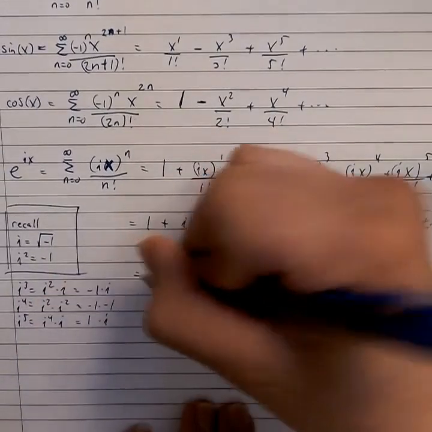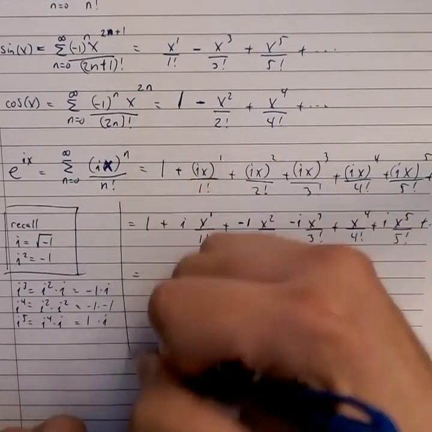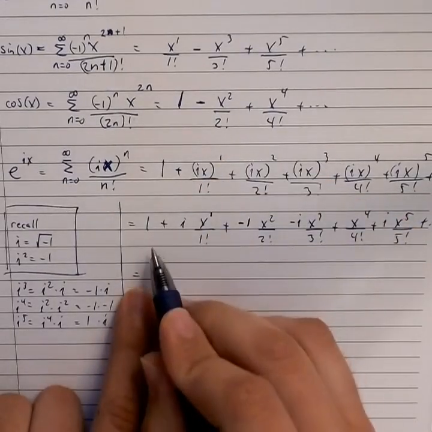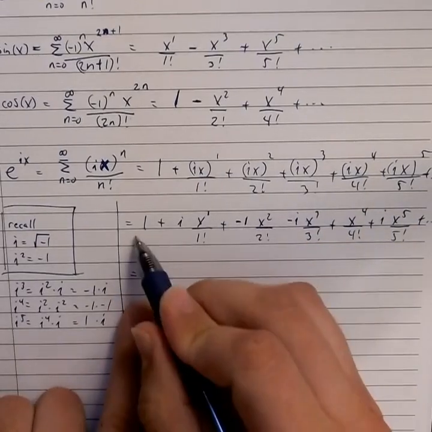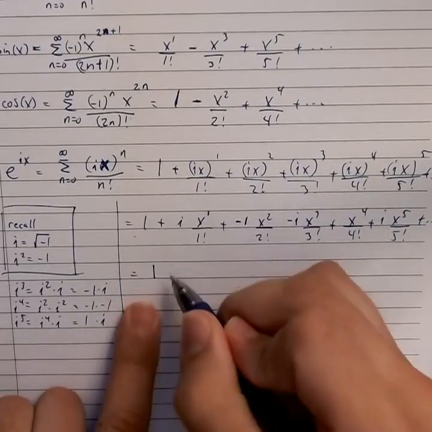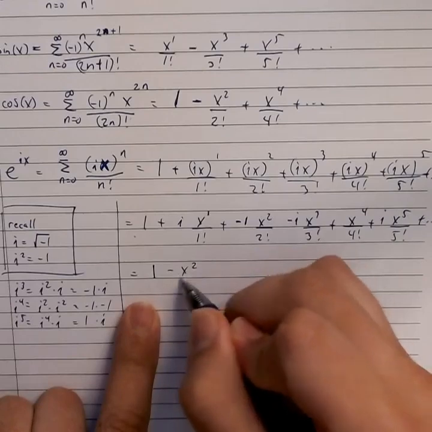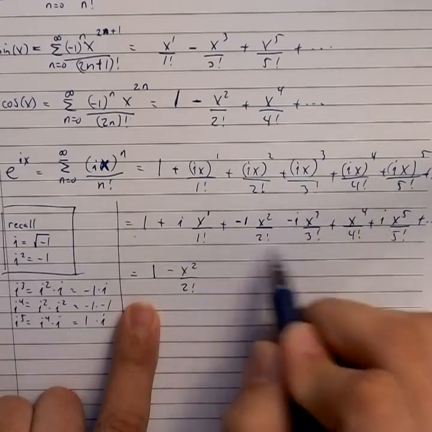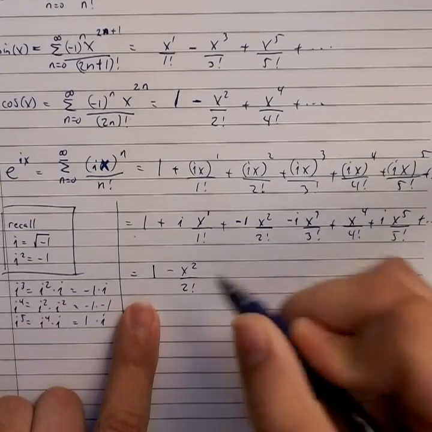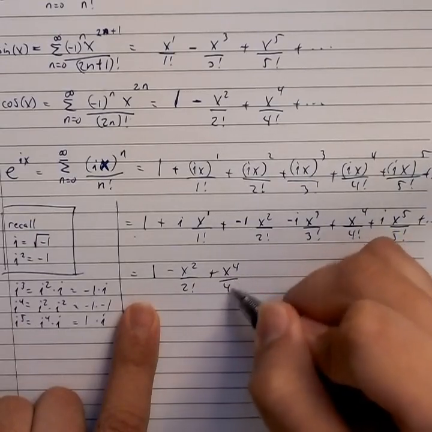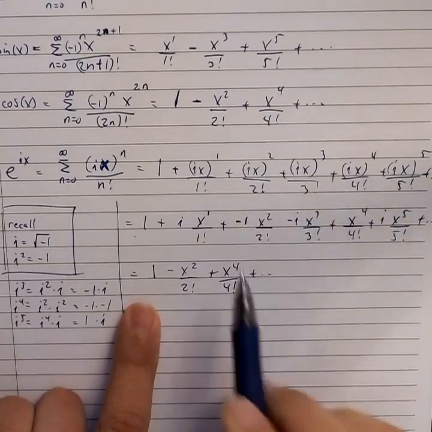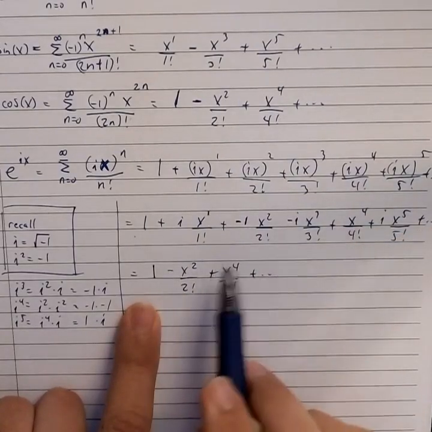Well, let's write this a slightly different way then. Let's keep all the ones that don't have i's together. We're going to say 1. Okay, so that's every other term. So 1 minus x squared over 2 factorial, and then over here, that's going to be plus x to the fourth over 4 factorial. And then that will keep on going, right? Every other one would not have an i on it.